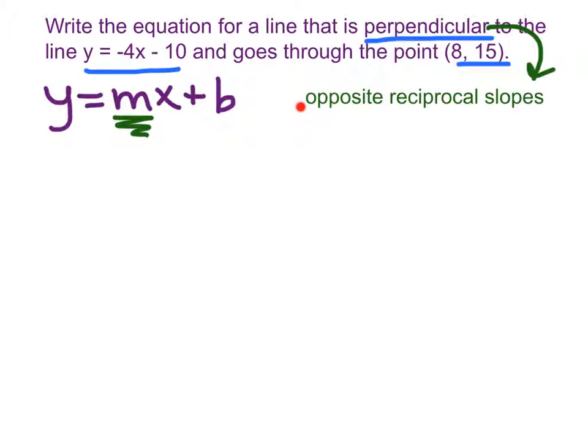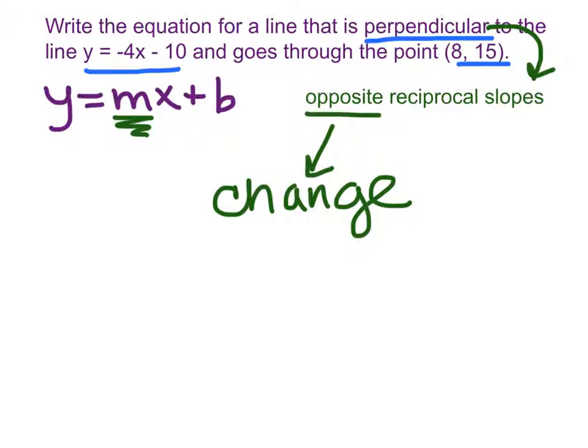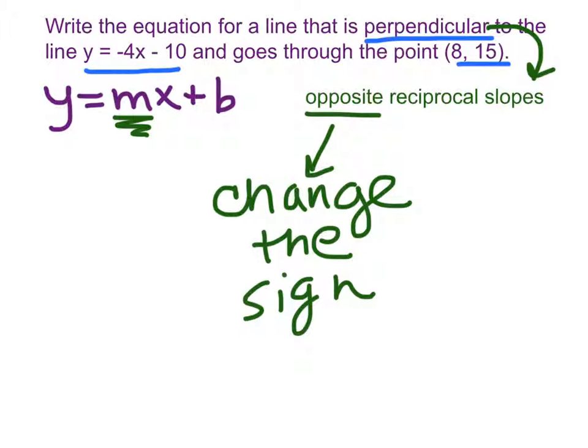When we talk about opposites, those are numbers that just have different signs. As an example, 3 and negative 3 would be opposites, or negative 6.3 and positive 6.3 would be opposites. So to change a number to its opposite, all you have to do is change the sign, from negative to positive or from positive to negative. But the slopes of perpendicular lines are not just opposites, they're opposites and reciprocals.